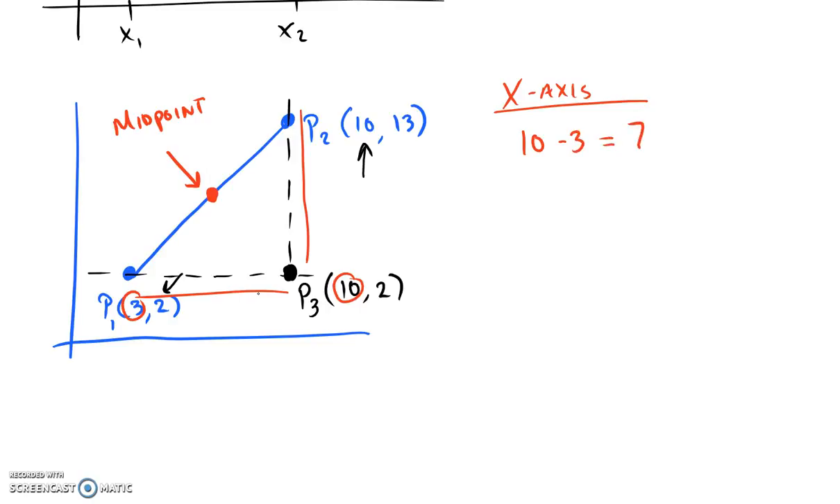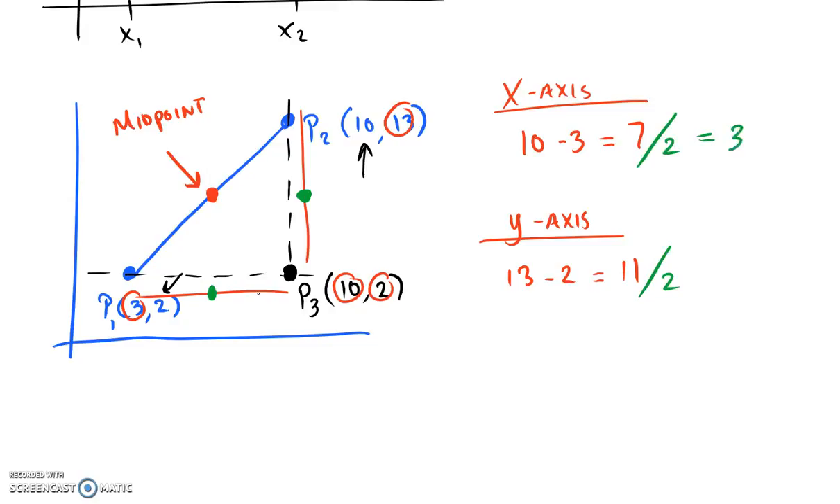And then for our y-axis line, we'll subtract our 13 and our 2. So that'll be 13 minus 2. That'll give us 11. Okay, so now we want the point that's exactly halfway of both of these lines, right? We want to be right in the middle of both of these lines. So to do that, we're simply going to divide both of our answers by 2. This will give us 3.5, and this will give us 5.5.